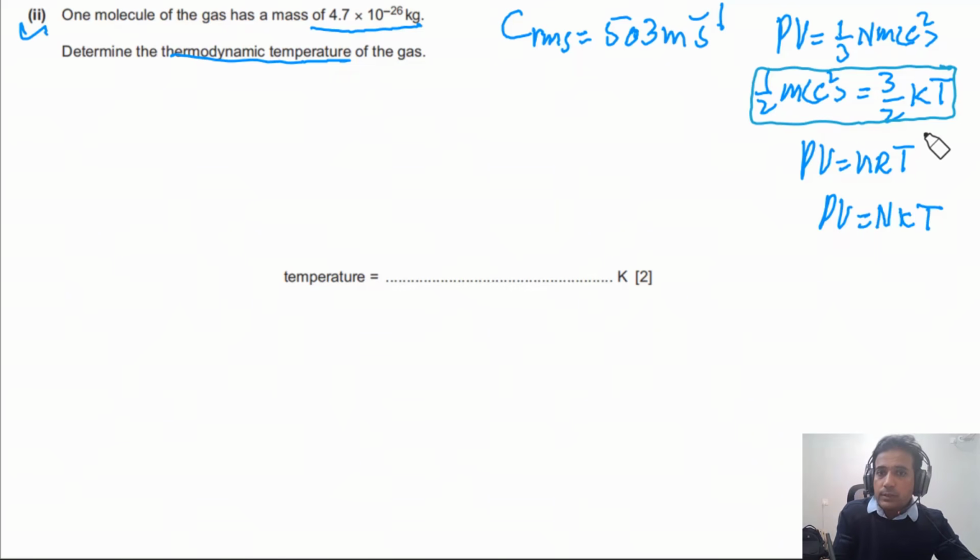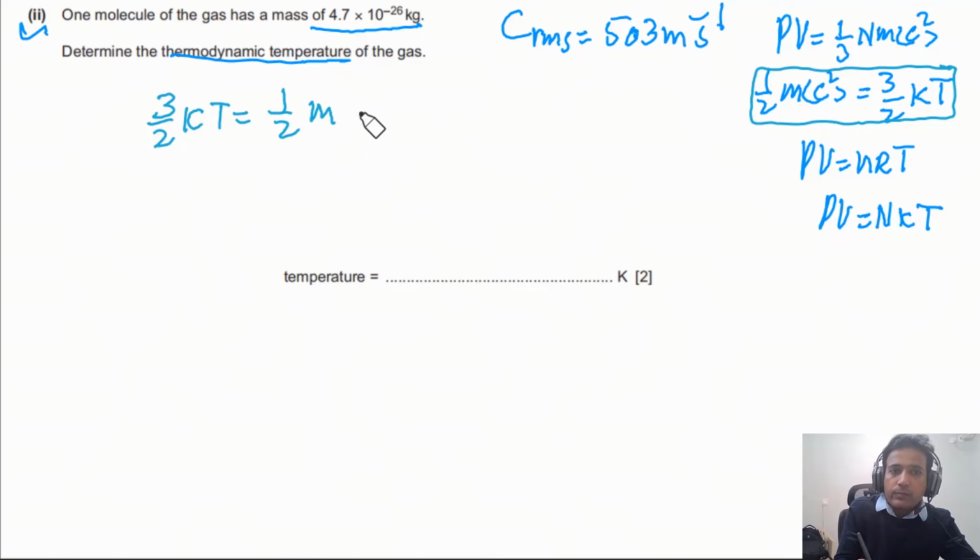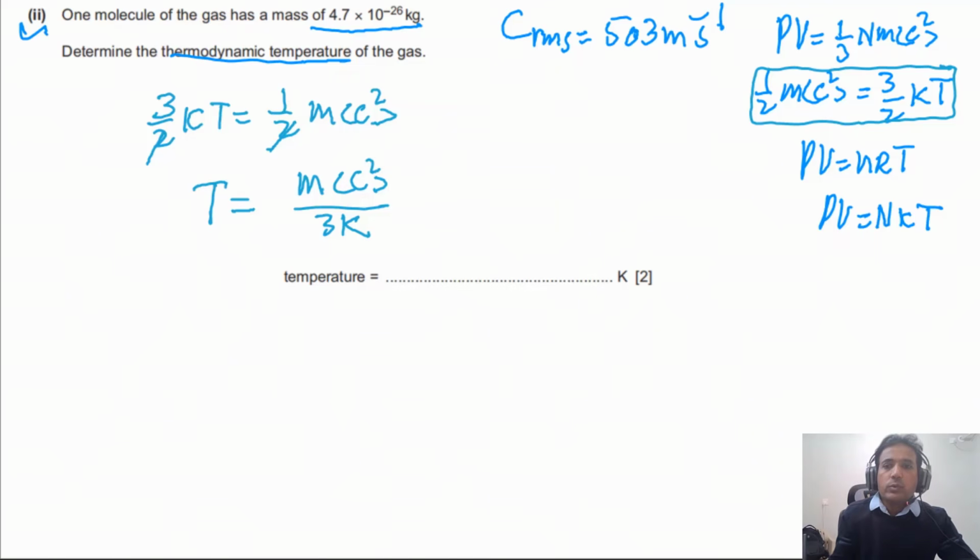So we have the value of c, and k is a constant, so the temperature we can find. Simply we can write 3/2 kT is equal to 1/2 m times mean square speed. So these two simply we can cancel. We need to find T, so this will be equal to m times mean square speed divided by 3 times k, and we don't need the square root.